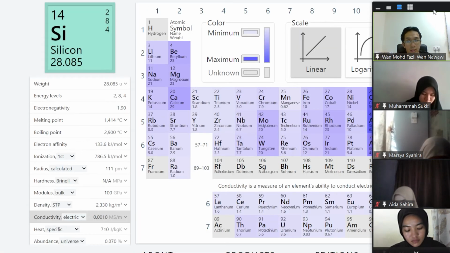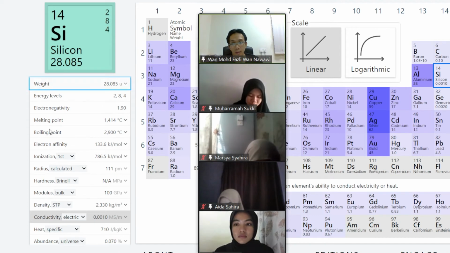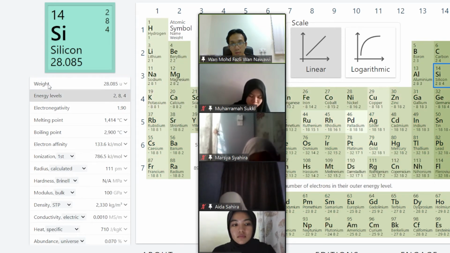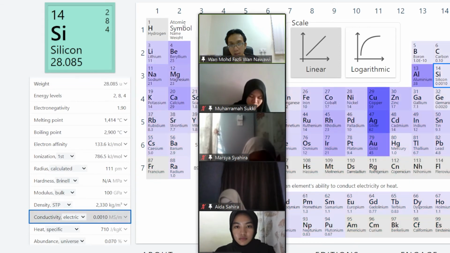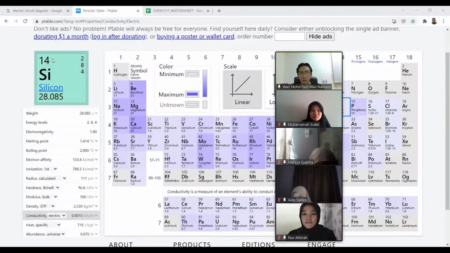Water itself is non-metal. Let me, how do I change the color? How do I go back to the default, the normal color? I also am not sure how to go back to the normal color.